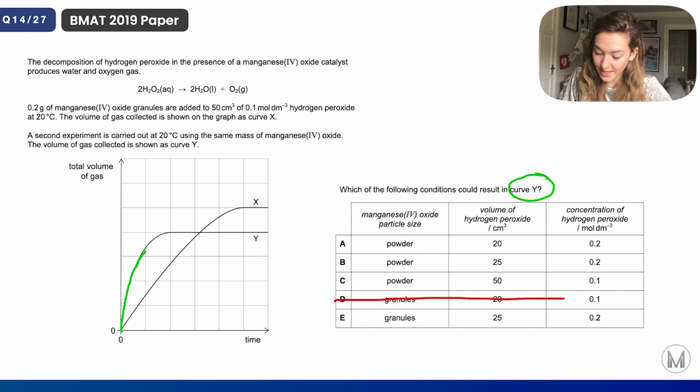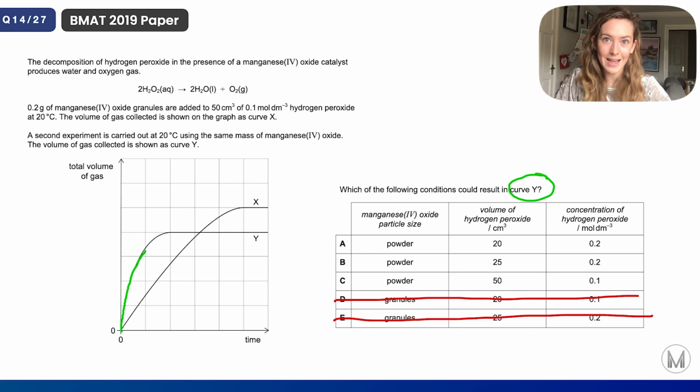That allows me to get rid of D, because that said granulated, and E. So now I'm considering the volume of hydrogen peroxide. So I can see that Y levels off earlier than X, so it's going to be a lower amount. And I'm going to actually count how many squares. So X produces 1, 2, 3, 4, 5 squares of my gas, whereas Y produces 1, 2, 3, 4. So it produces 4/5 of the amount of gas.